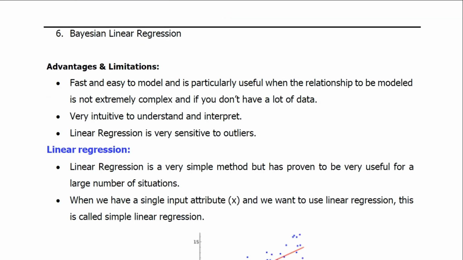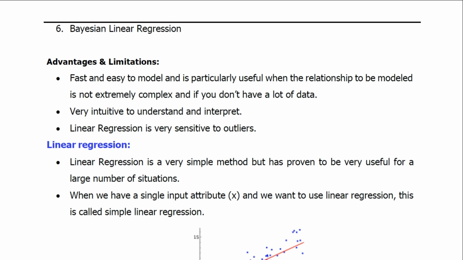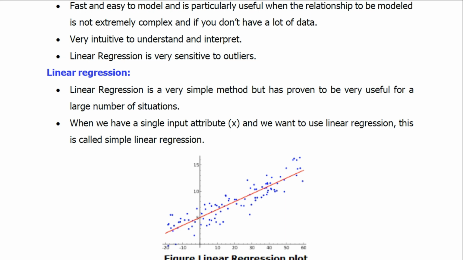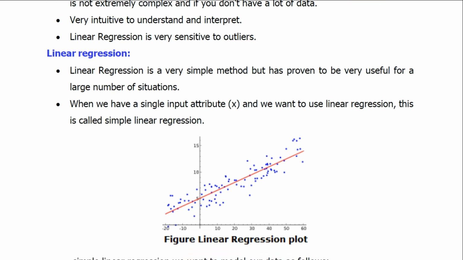Advantages and limitations. Linear regression is fast and easy to model and is particularly useful when the relationship to be modeled is not extremely complex and if you don't have a lot of data. It is very intuitive to understand and interpret. However, linear regression is very sensitive to outliers.